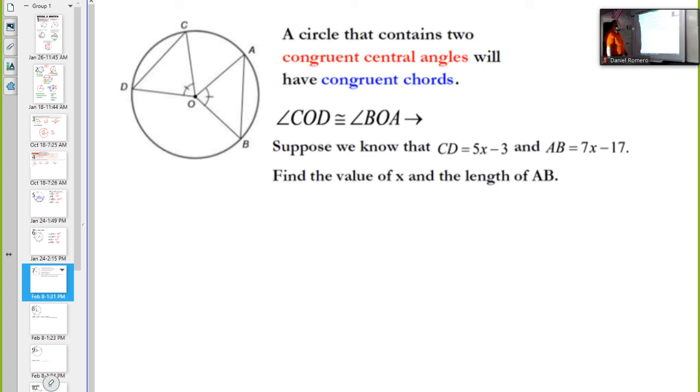Suppose that CD is 5x minus 3, so not the arc, but that segment is 5x minus 3, and AC, which is here, is 7x minus 17. Find x and find AB. How would we find x? When you want to solve for a variable, you derive equations. What equation can we use to help us solve for x?